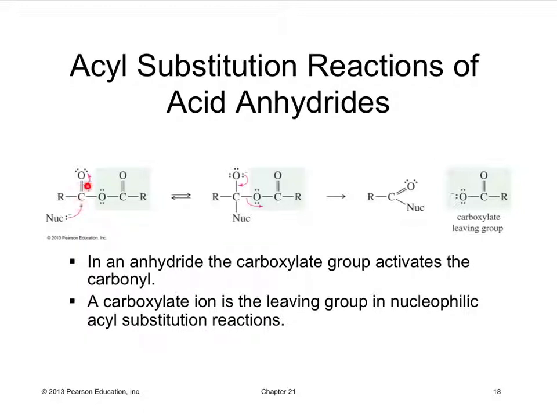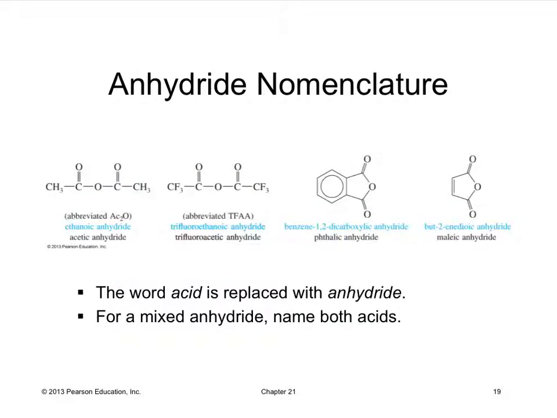So here's your mechanism: the nucleophile attacks, electrons go up, this forms that tetrahedral intermediate, electrons come down, kicks this off, forming the carboxylate and your product. For anhydride nomenclature, essentially they're named like the acid, but the word acid is replaced with anhydride. And for mixed anhydrides, you just name both acids.